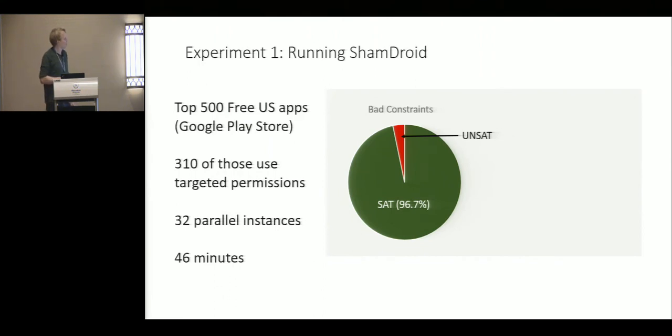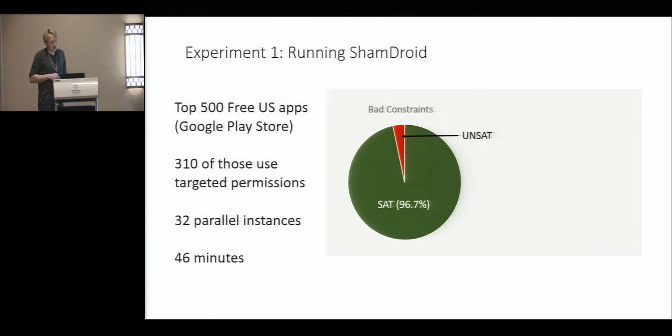So here are the statistics about the bad constraints. In 96% of the cases, we were able to actually satisfy the bad constraints. So we were able to avoid the system failures in this case. And only in the 3% here, we were not able to satisfy them.